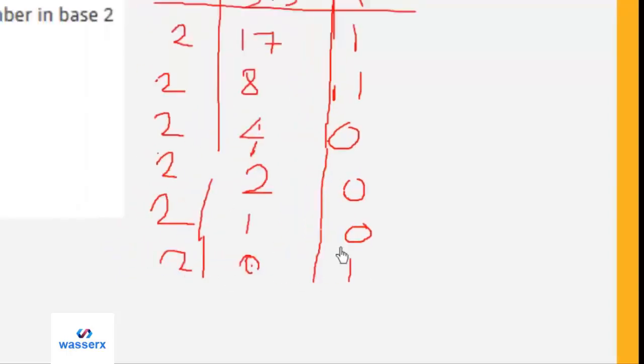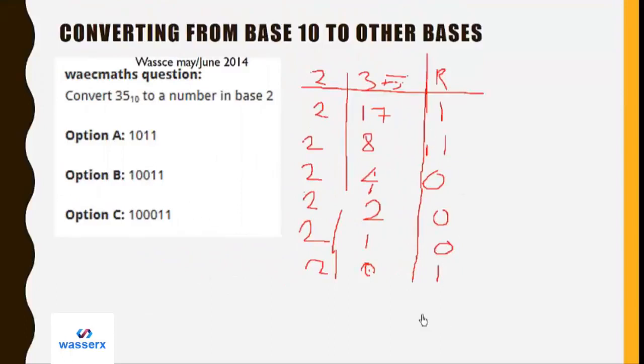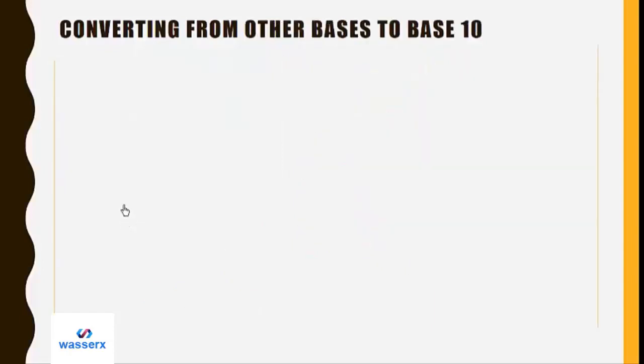Now we write in the reverse order, so it becomes 1 0 0 1 0 0 1 1 base 2. So 35 base 10 in base 2 is this. The option C is the correct answer.